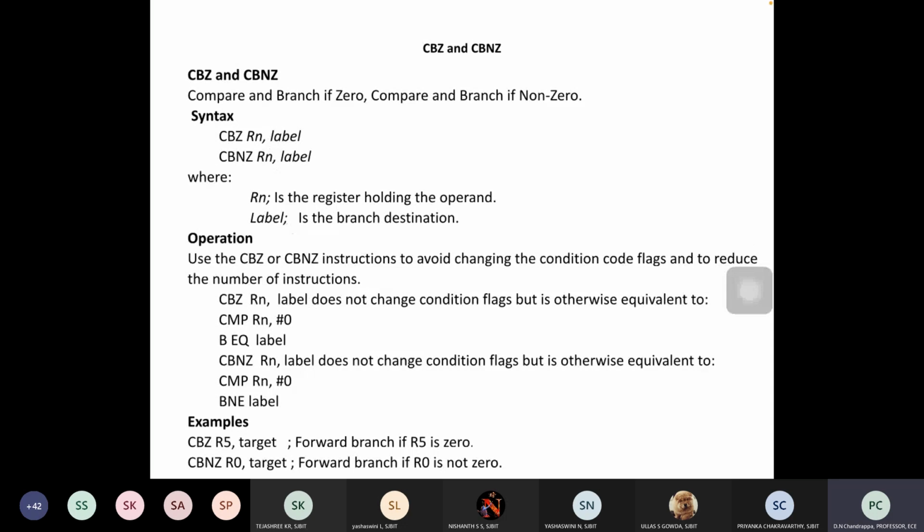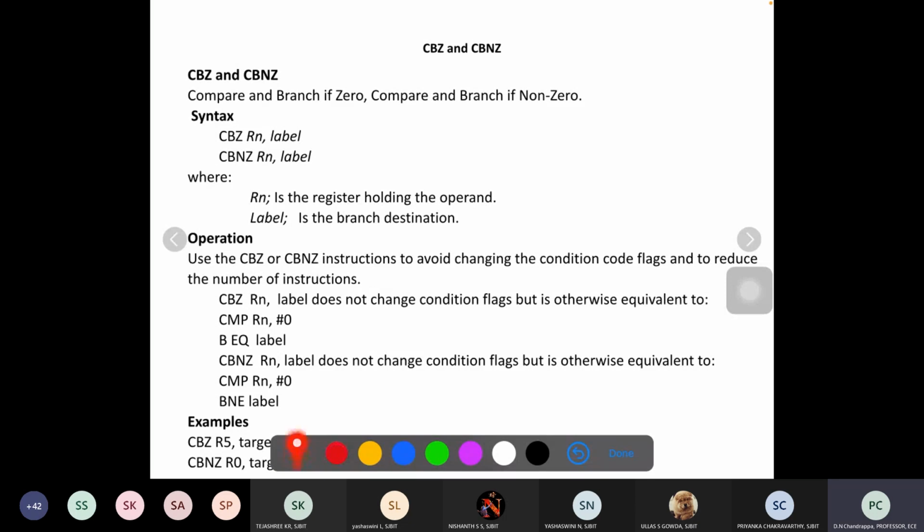Now I'll come to the other two important instructions. One is called CBZ, compare and branch if 0. So if it is 0, then branch. If 0, branch to label, where we label it, it goes to somewhere. Similarly, CBNZ, compare and branch if non-zero. If it is not equal to 0, jump to the specified label.